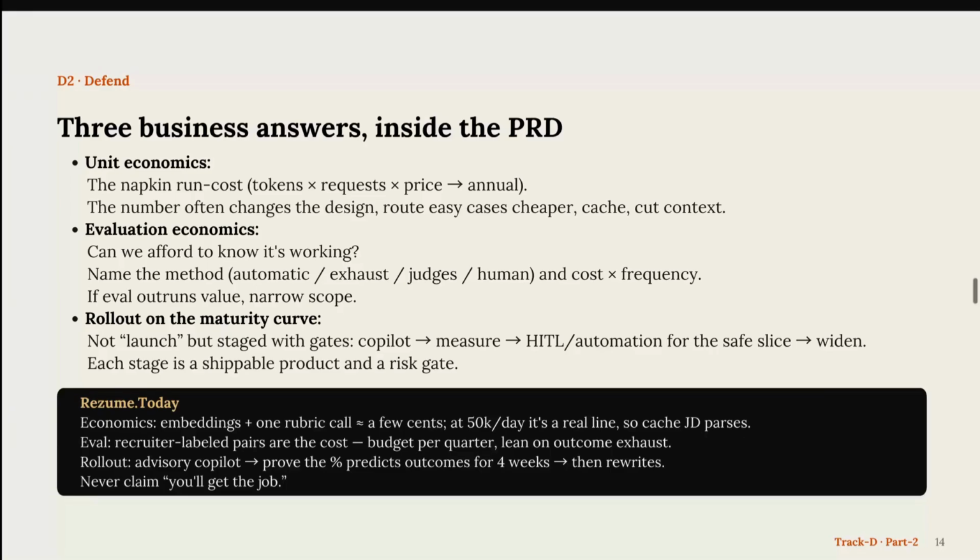Finally, the rollout on the maturity curve. Not launched but staged with gates is what we are saying. Hey, we'll do first a copilot, then we'll measure the success, then we'll introduce human in the loop, the automation for the safe slice, and then we'll widen it until a stage where everything is automated fully 100%. Each stage is a shippable product and a risk gate. So what we are saying is, hey, start with automating only 20% or 40%, measure the outcomes, then automate 40%, then automate 80%, then go 100%.